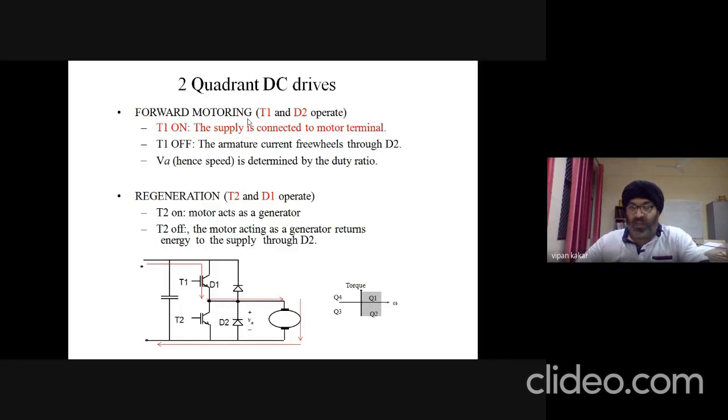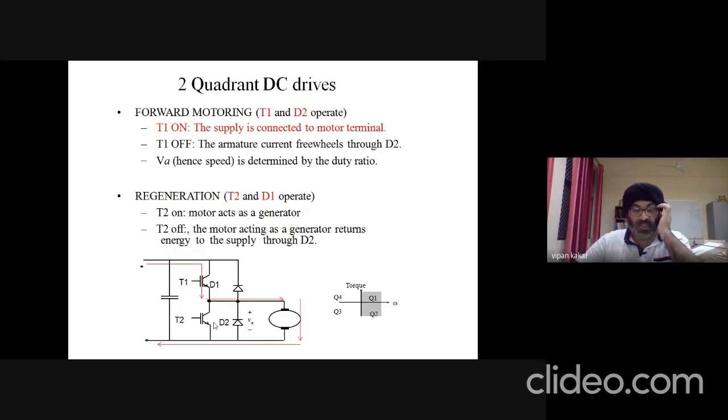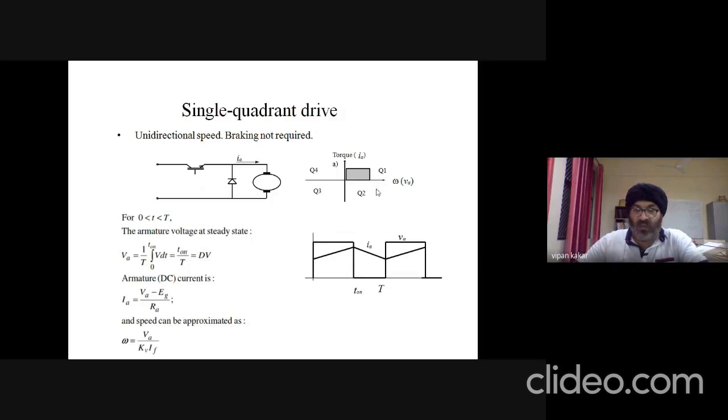Now, if we connect this motor with two switches instead of a single switch, we can have two quadrants of operation. Here we were having only one quadrant of operation, only Q1, forward motoring only. And we get the average armature voltage here, the average armature current here, and the speed. And these are the waveforms.